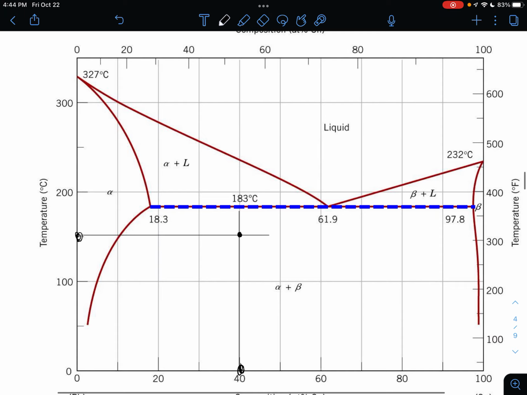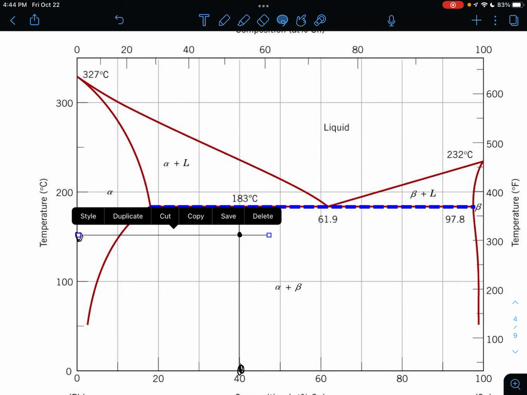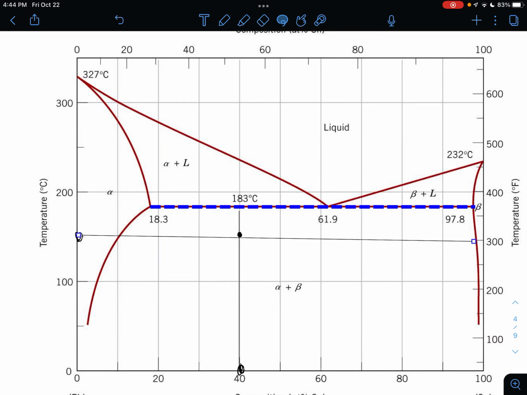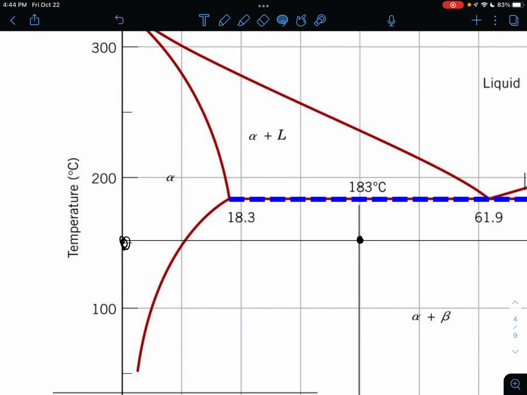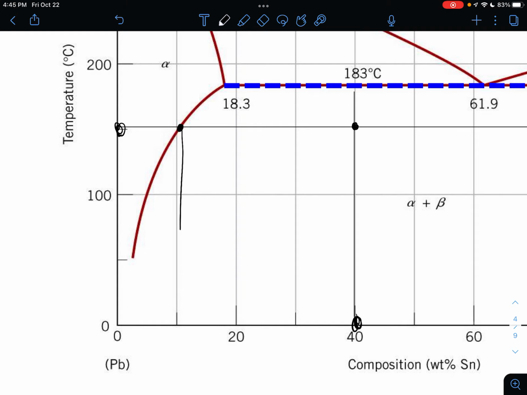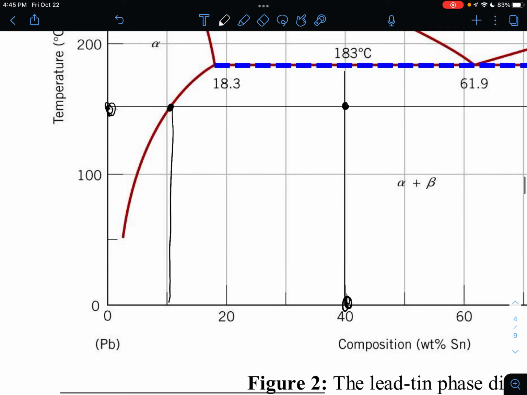The compositions of these phases. For this one, we're just going to look at this temperature line, and we can just extend that all the way across, keeping it horizontal. And where it intersects on this side is our alpha region. Where it intersects with the alpha region, we drop that line down to the axis. It's about 10, we can estimate. But that's going to be our composition of our alpha phase.